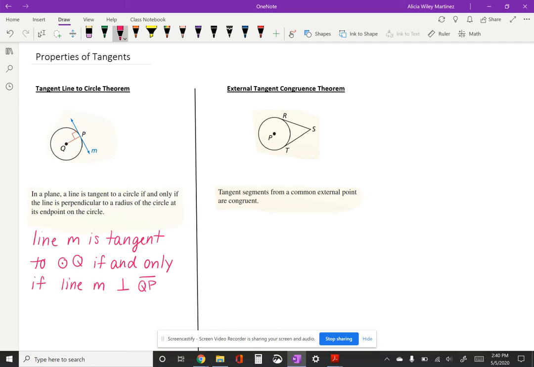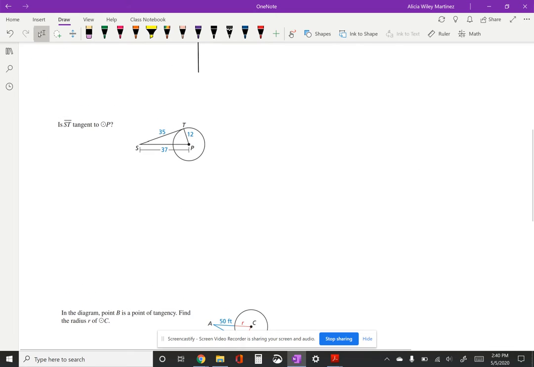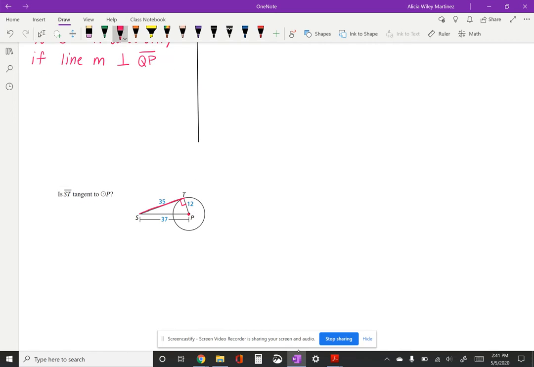Okay? So let's do an example using this, and that would be looking at this problem here where it says, is ST tangent to circle P? In order to know that ST is tangent to circle P, we need to know that we have perpendicular segments. So we need to know that ST is perpendicular to the radius TP. And if we know that those are perpendicular, then we know we have a right angle.